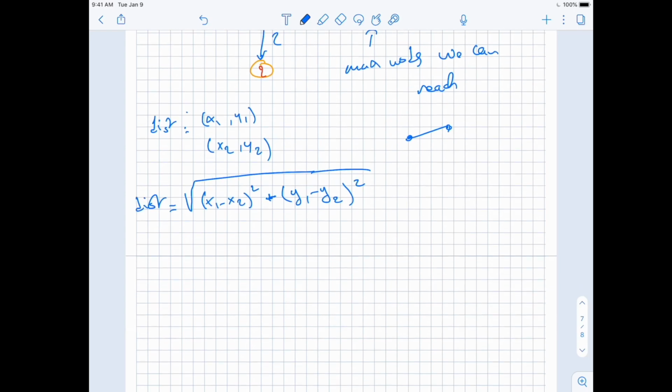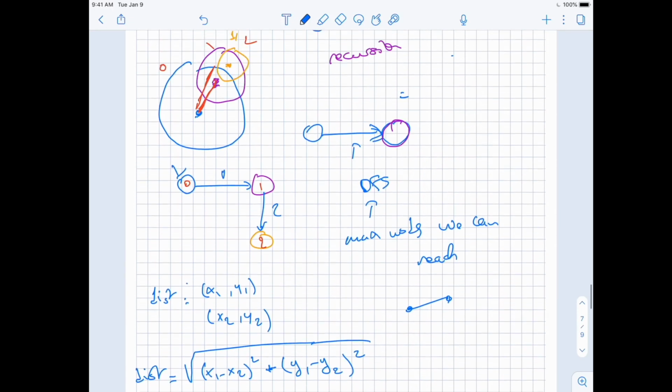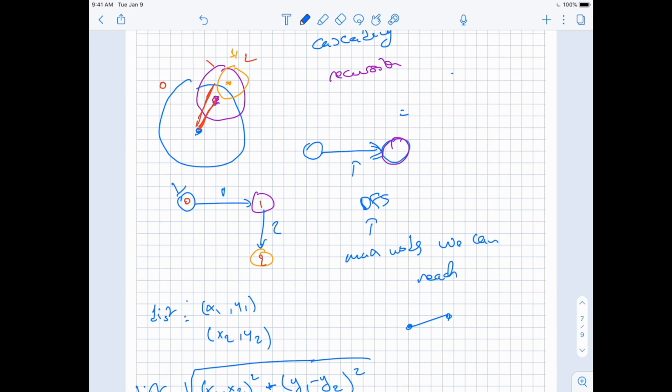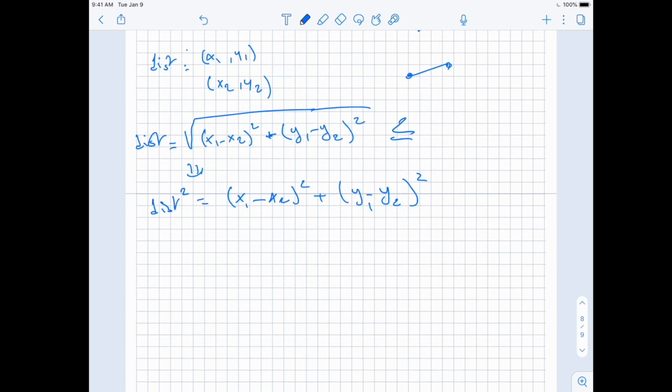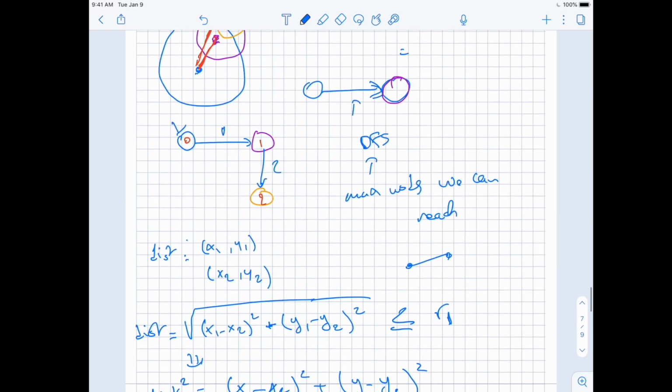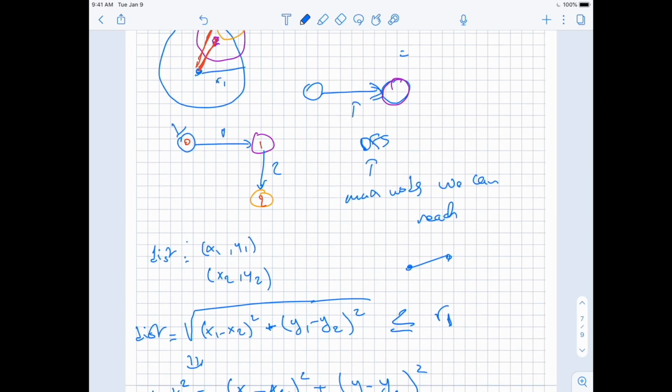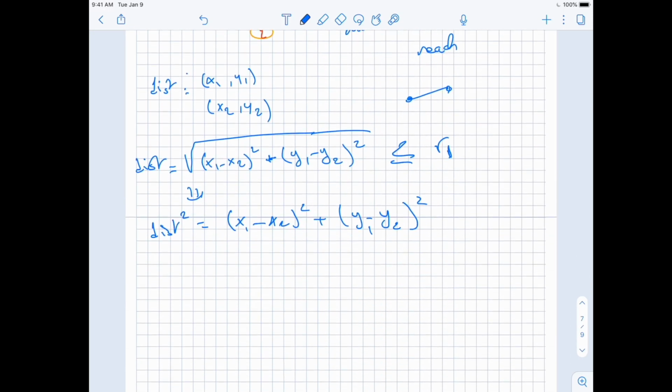Okay? And so we can simplify it: distance squared is just equal to (x1 minus x2) squared plus (y1 minus y2) squared. Okay? And what did we say we want? Well, we want this distance to be smaller than the radius. This is the radius for circle 1, the blue one. Okay? So now that we squared the distance, we just need to square r1 as well, so r1 squared. Okay?